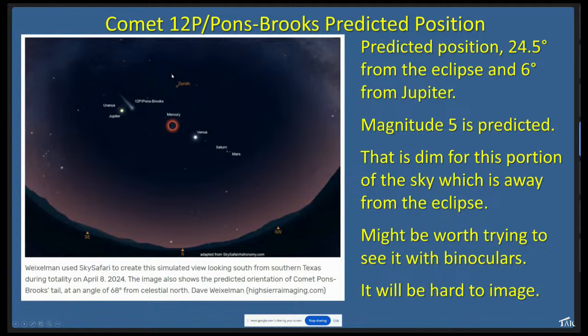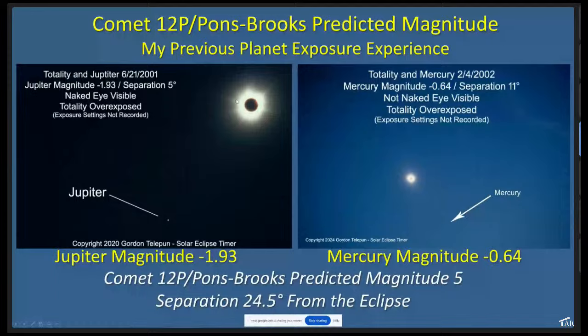So this is my experience with imaging planets during an eclipse. In 2001, Jupiter was up there. It was visible to the naked eye. It was separated from totality by 5 degrees, and it was magnitude -1.93, so it was bright. But you see, to image it, I still had to overexpose the corona a little bit. And then in 2002, Mercury was up there. You all basically can't see it. It was magnitude -0.64, and I really had to overexpose the corona to image it, and you couldn't see it naked eye.